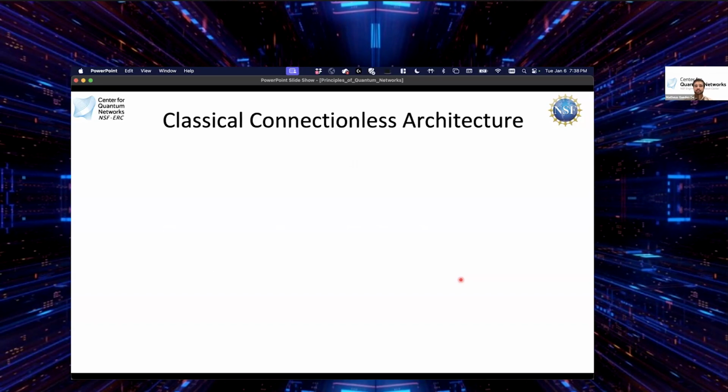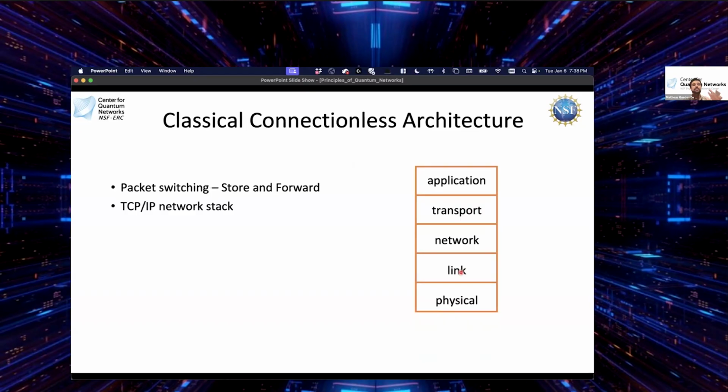Okay, so let's look at a classical connection architecture again, just to recap what we saw previously. We have packet switching that is implemented using store and forward. We have our TCP/IP network stack that is composed of 5 layers and that helps us implement end-to-end communication efficiently. We do, in the network layer, statistical multiplexing that enables us to serve multiple users simultaneously. And this really means packet switching.